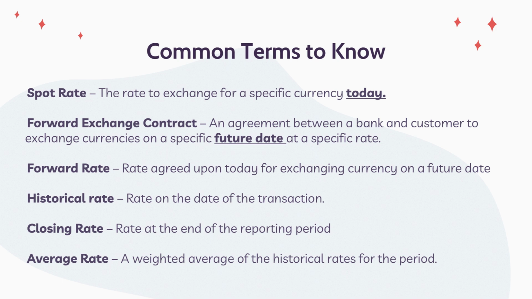Historical rate is essentially the rate on the date of the transaction. So it's like looking back, what was that exchange rate on that day? The closing rate is the closing rate of that exchange on a particular day. And then the average rate is essentially the weighted average of historical rates over a period of time.